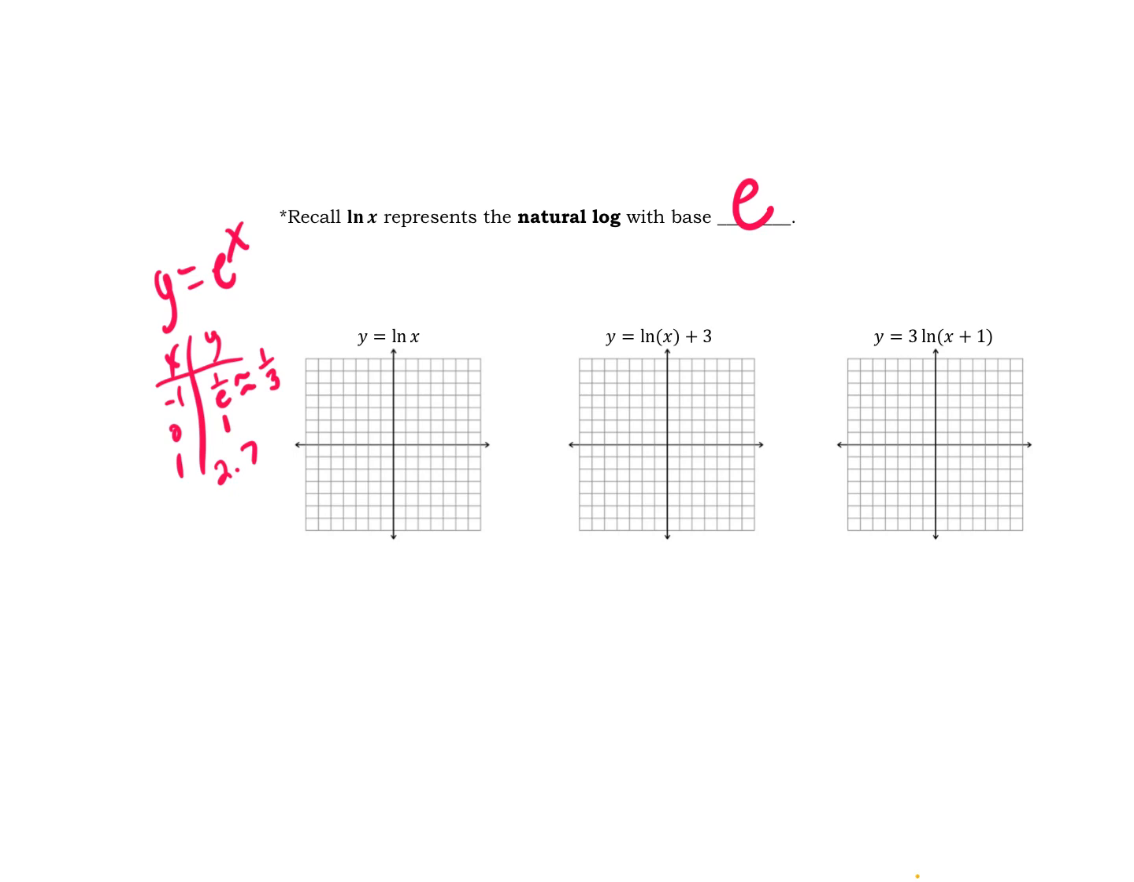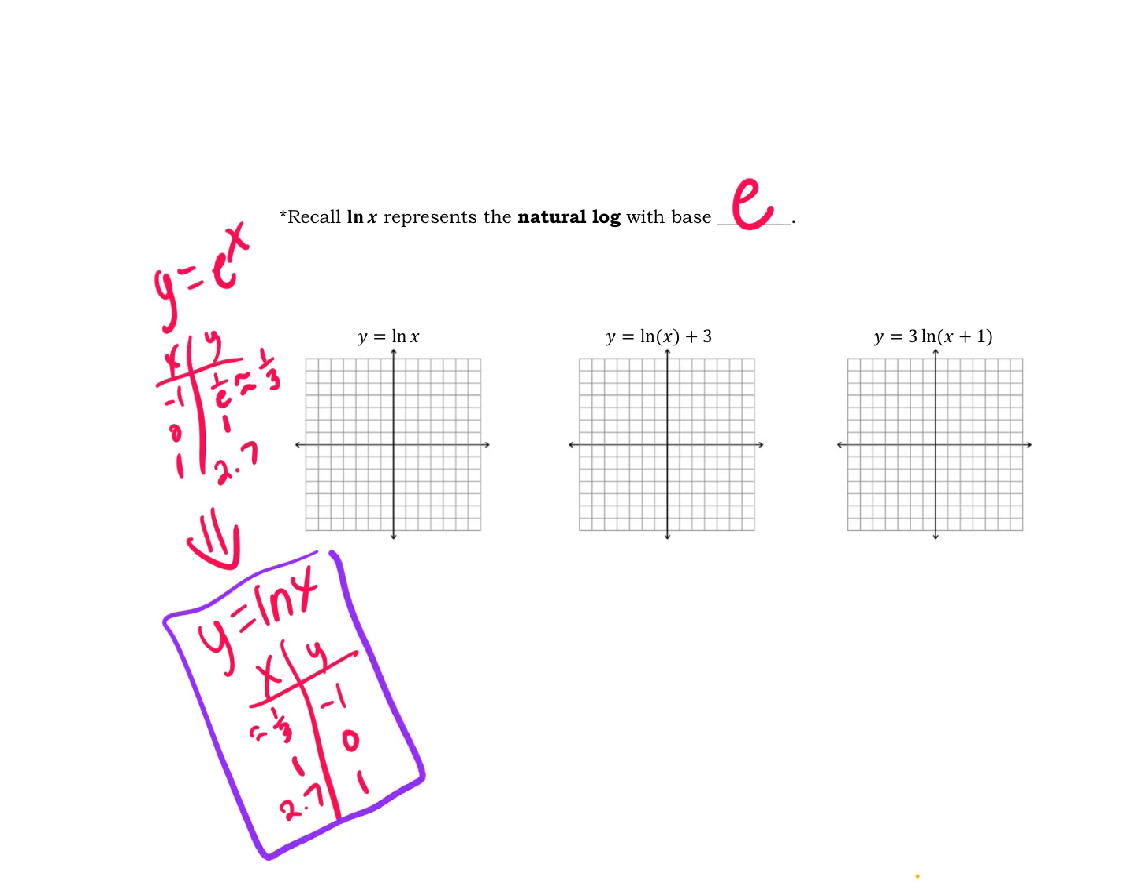Okay, that's the exponential. So y equals ln of x. We're switching. And so we're going to have our approximately 1/3, our 1, and our 2.7. That's what we're using as our points. And then this one we don't shift at all. We're shifting up 3 here, and we're shifting left 1 and multiplying by 3 there, right?